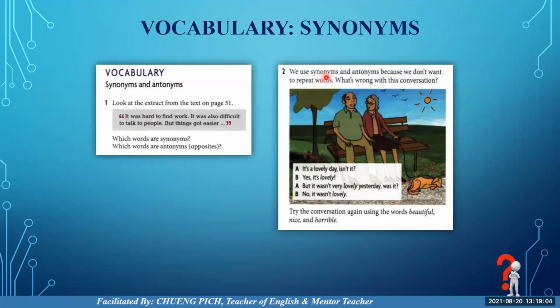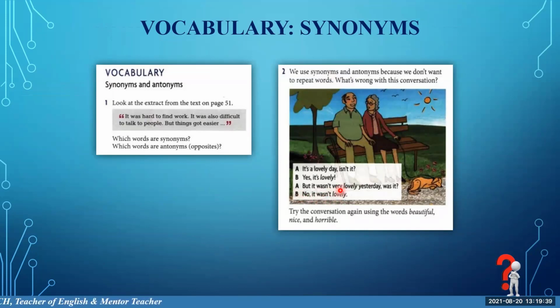This is the main reason that we use antonyms and synonyms, because we don't want to repeat the words again and again. Look at this example, a sample conversation for you. So A says, it's a lovely day, isn't it? And then B says, yes, it's lovely. A adds, but it wasn't very lovely yesterday, was it? B says, no, it wasn't lovely.